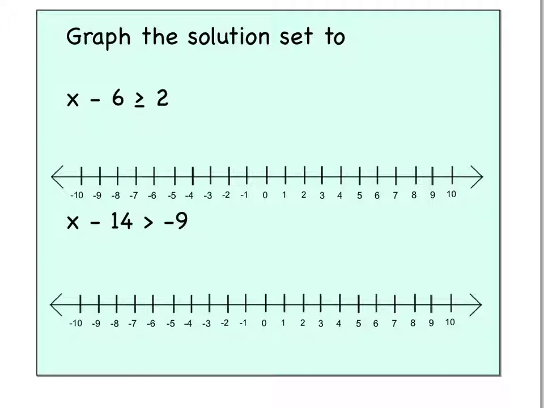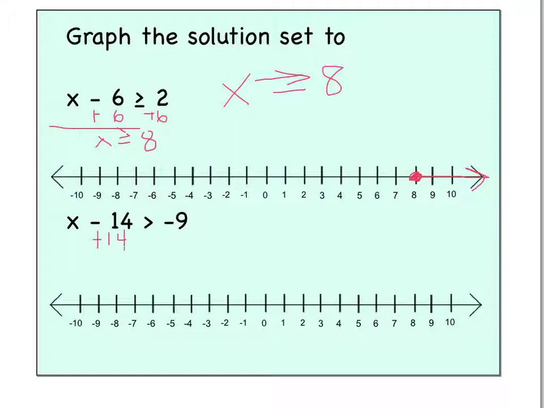Got a couple more examples with addition and subtraction equations. So we add 6 to both sides. We get x is greater than or equal to 8. So it's greater than or equal to, more lines, more work. I've got to fill in my circle. With the greater than or equal to, if I turn it into an arrow, it's got to go to the right, and all these numbers are greater than 8.